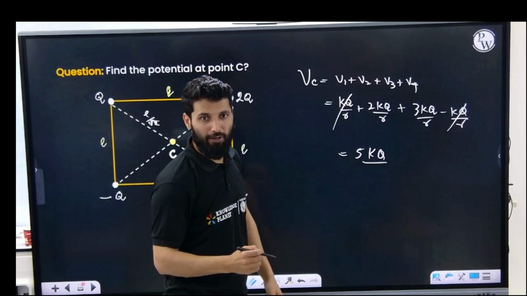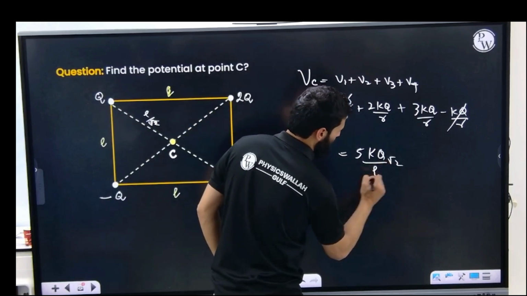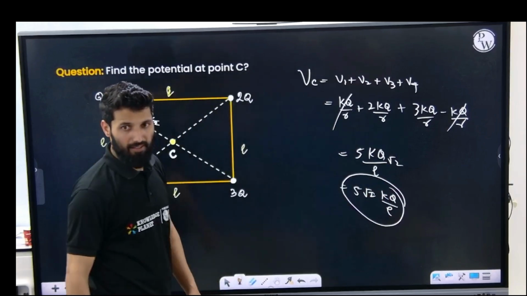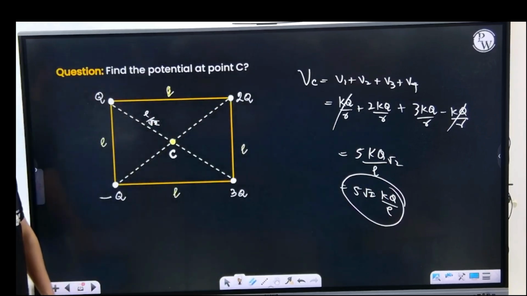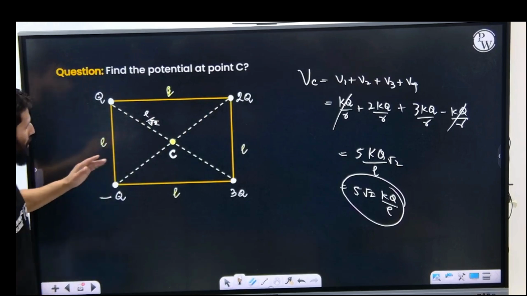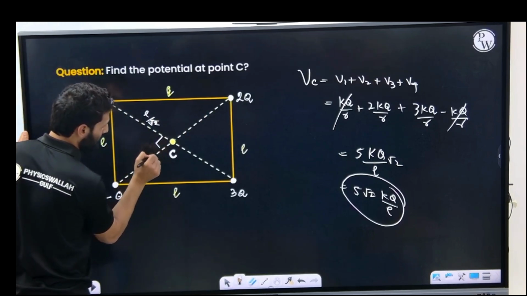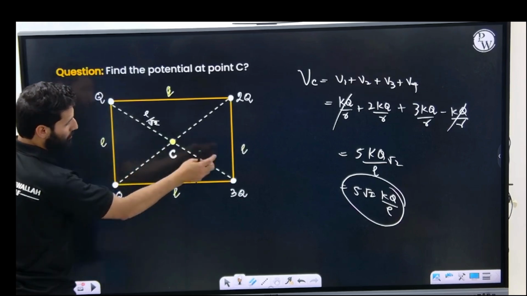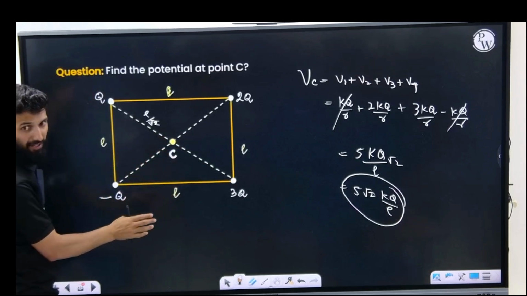Put the value here. So L under root 2. So it is 5 root 2 Kq by L. This is the total potential at C. If it is a square, how much will be this angle? 90? Yes. I didn't make it a perfect square, otherwise it will be 90. I made it rectangular, so it's L.